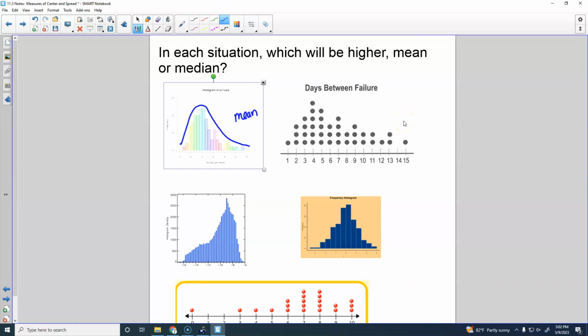Which one is going to be higher, the mean or the median? I'm going to say mean because it kind of has a tail over here to the right side. The mean's going to be pulled up that direction. Okay? What about this next one right here? Mean or median? Which one's going to be higher? Median. Because the mean, you kind of have a tail to the left, the mean is going to be pulled down towards that tail.